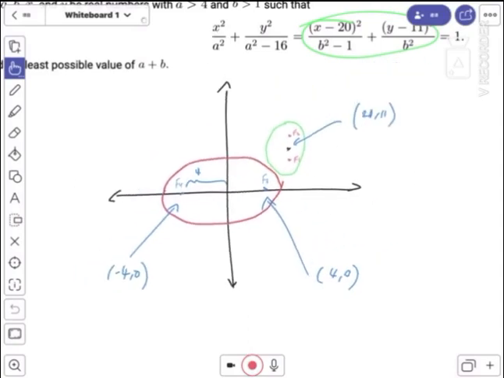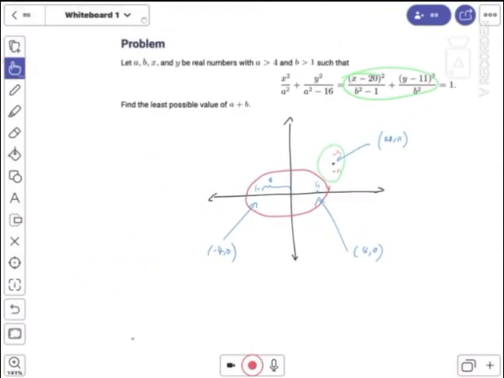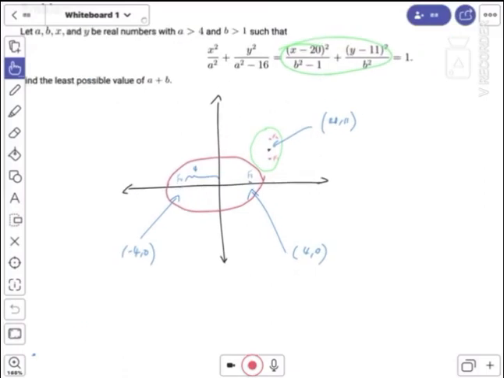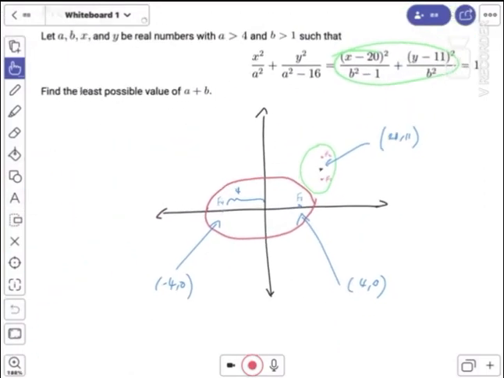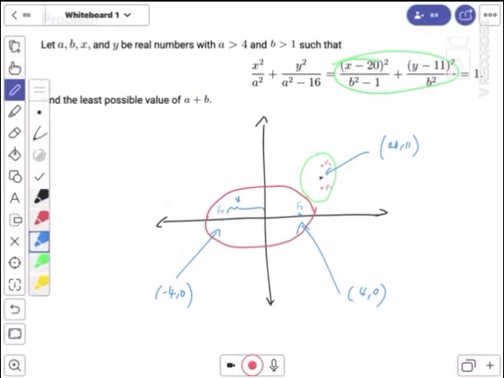We'll just make this a little bit larger. Now we look at this diagram. The intersection of x and y is just going to be a point, right? The minimum occurs at the point. They want to find what a plus b is.